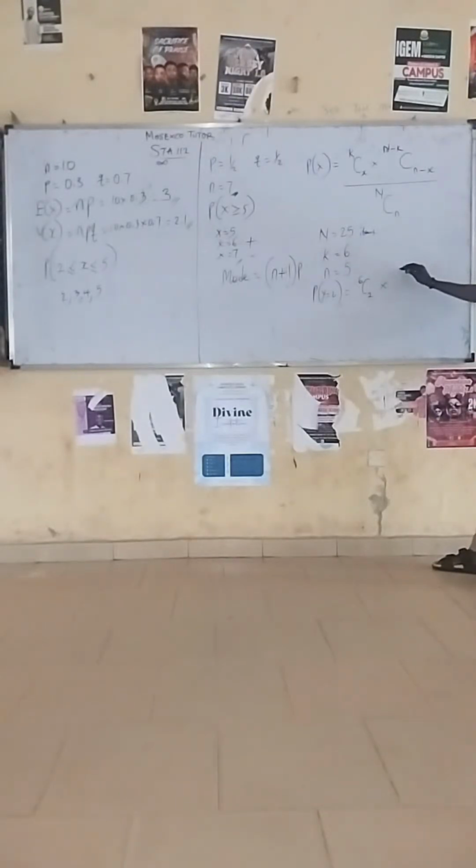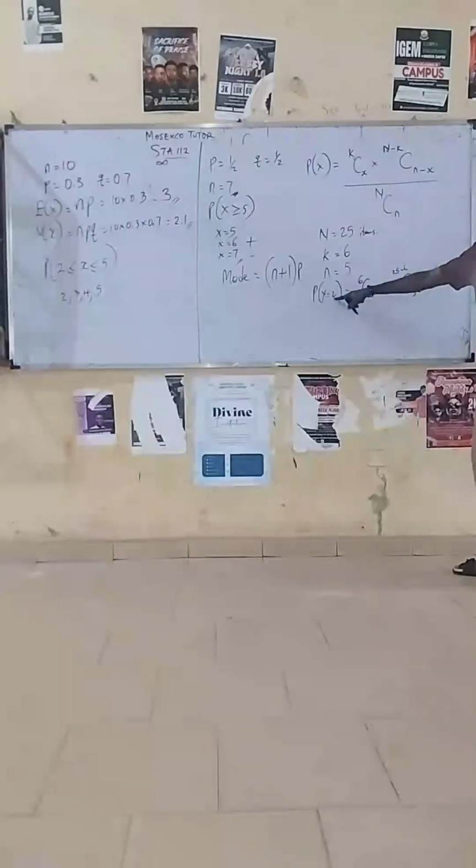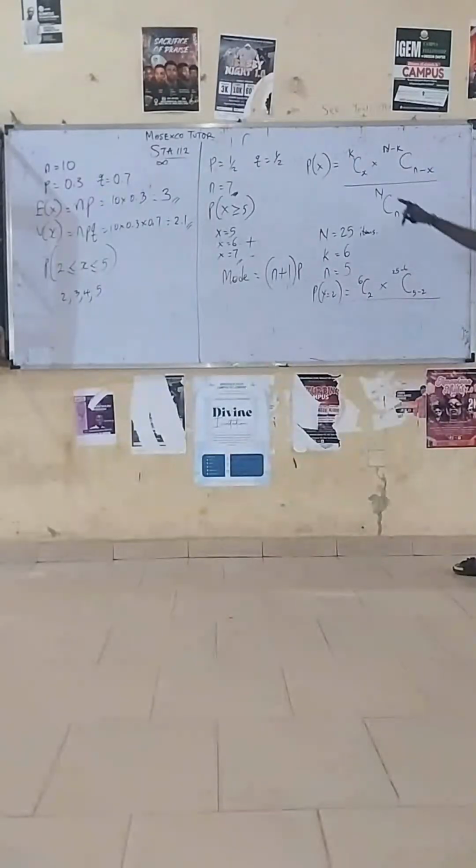That's 19, combination n minus y, 5 minus 2, that's 3. Let me write this again. N minus k, our N is 25 minus our k is 6. Then small n minus y, 5 minus our y here, 2. All over capital N, our N is 25 and our small n is 5.